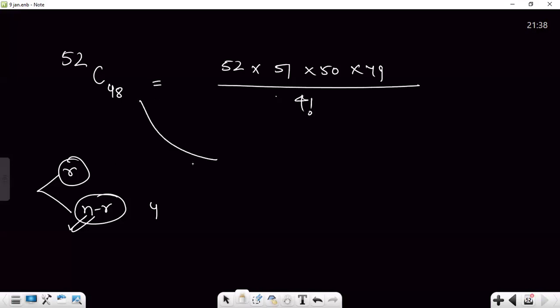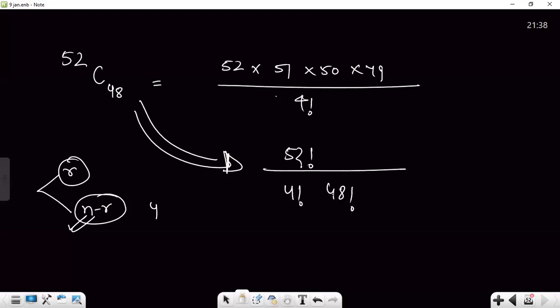Now let me prove how it is equal. 52 factorial divided by 52 minus 48 factorial, that is 4 factorial times 48 factorial. Now 48 factorial will cancel, leaving 52 into 51 into 50 into 49. And that is what is written here also.